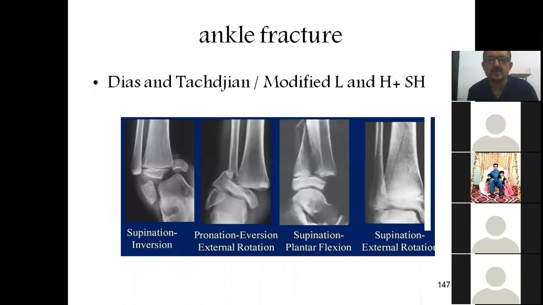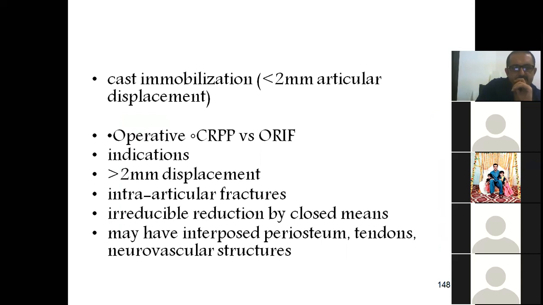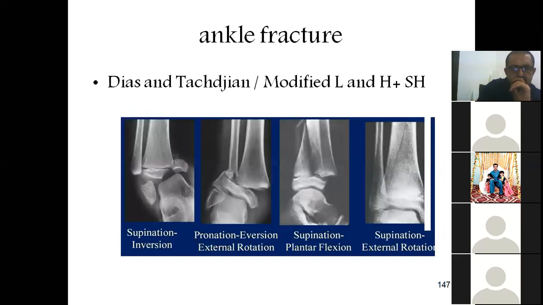Ankle fractures are classified into Dias and Tachdjian. It's a modification of the Lauge-Hansen classification with the addition of Salter-Harris. So type 1 is supination inversion. Type 2 is pronation eversion. Type 3 is supination plantar flexion. And type 4 is supination external rotation. You will remember this classification? Yes, sir. It's just like Lauge-Hansen, a bit different. If you don't remember this classification, it does not matter. In your exam, they will not ask you this Dias classification.